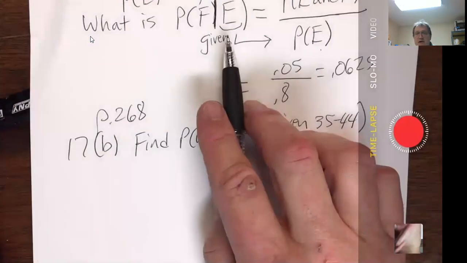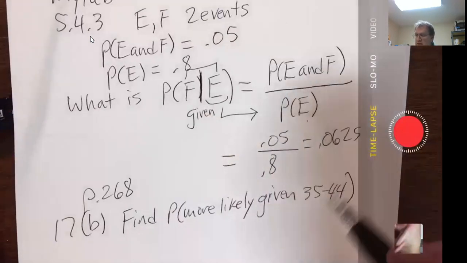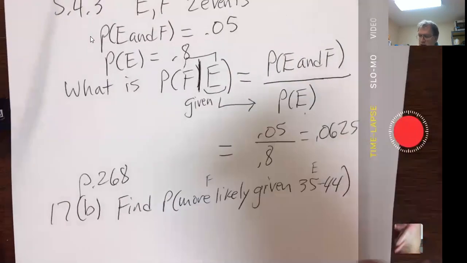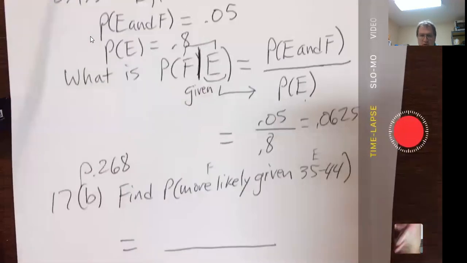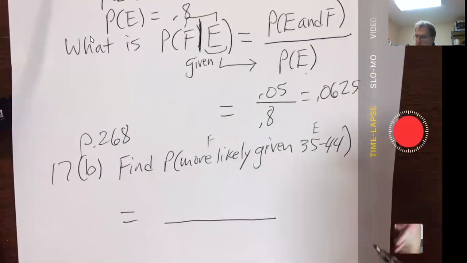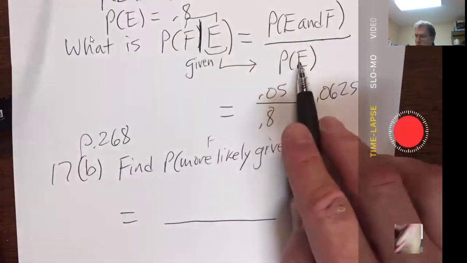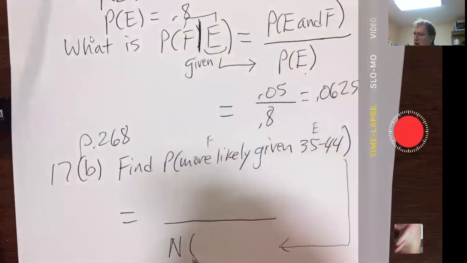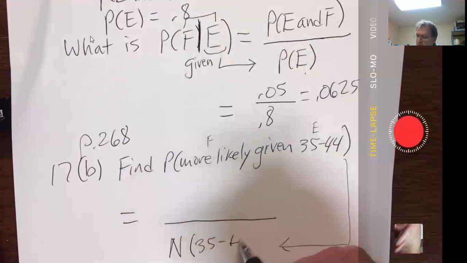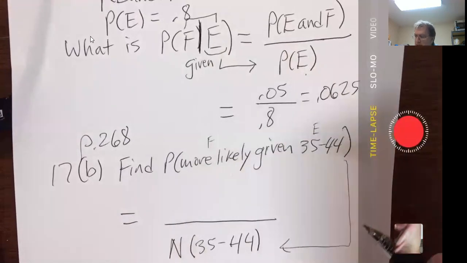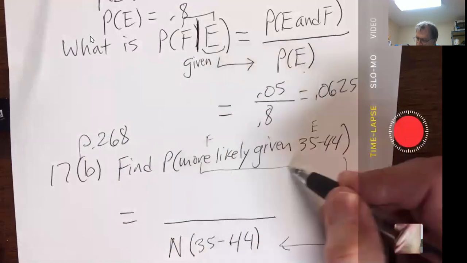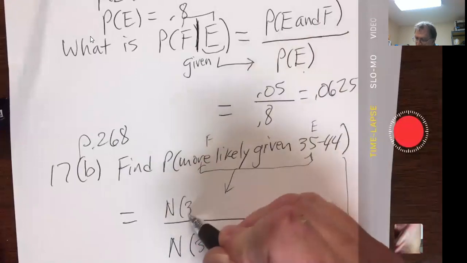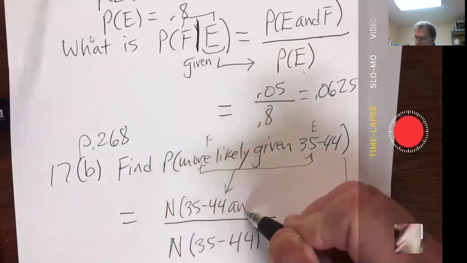All right, just like this up here, we're going to diagram it out the same. This is like your F, this is like your E. I've kind of run out of room horizontally, so I'm going to come down here, equals, and form a fraction. And then just like up here, the stuff after the given goes on bottom. So down here, I'm going to use number 35 to 44. And then you want both. I'll do it underneath. On top, the number 35 to 44, and you're more likely.